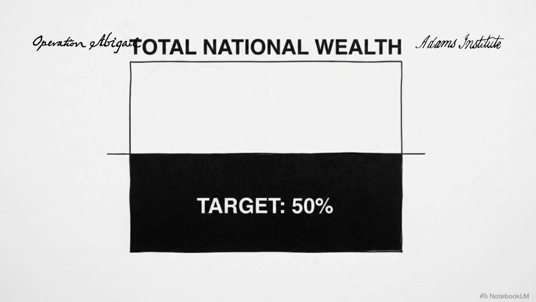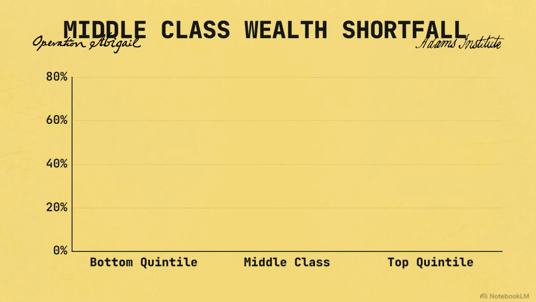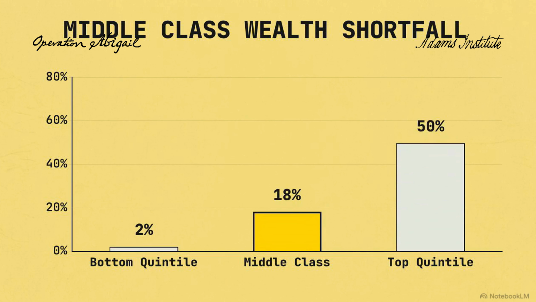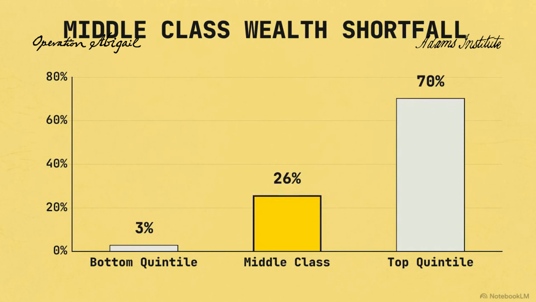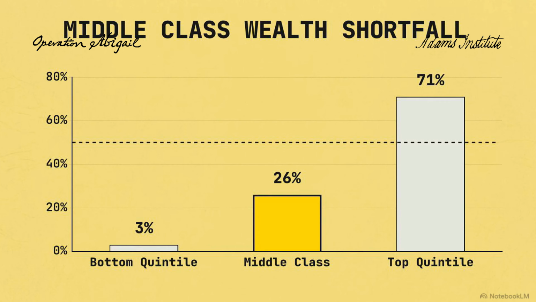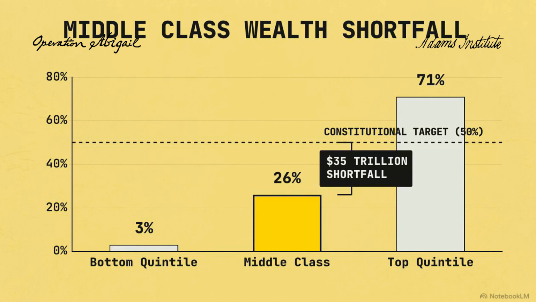A stable republic requires a secure middle class holding at least 50% of the nation's wealth. This chart displays the current distribution of national wealth. The top quintile holds 71%, the bottom 3%, and the middle class approximately 26%. The distance between the current 26% and the 50% target represents an approximate $35 trillion shortfall for the middle class.